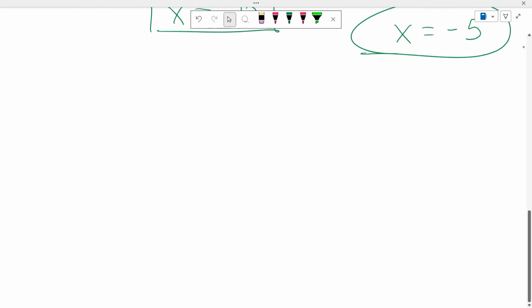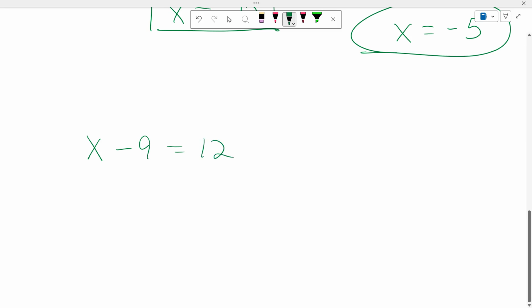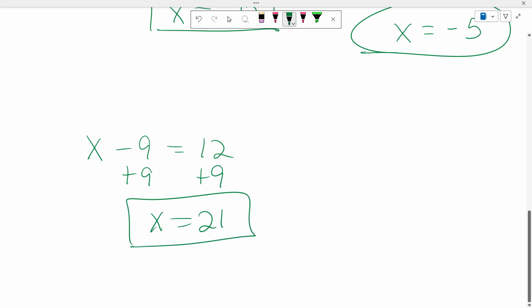Okay, but most of yours today will be like x minus 9 equals 12. If it's x minus 9, this is negative 9. We want to get it to 0. How do we get a negative 9 up to 0? We add 9. X equals 21.